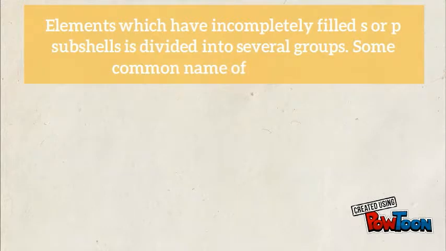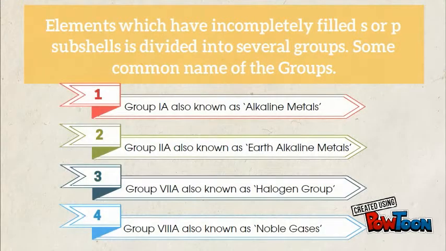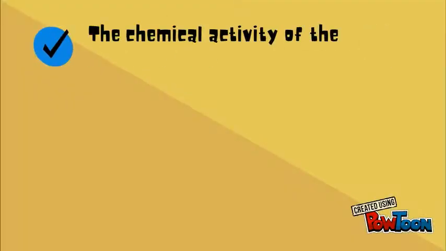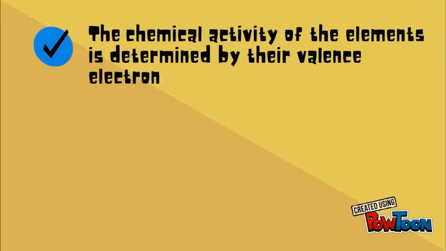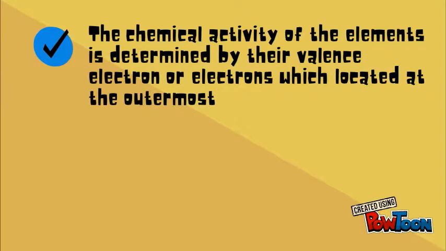Some common names of the groups: Group IA, also known as alkali metals. Group IIA, also known as alkaline earth metals. Group VIIA, also known as the halogen group. Group VIIIA, also known as noble gases. The chemical activity of the elements is determined by their valence electrons, which are located at the outermost shell.